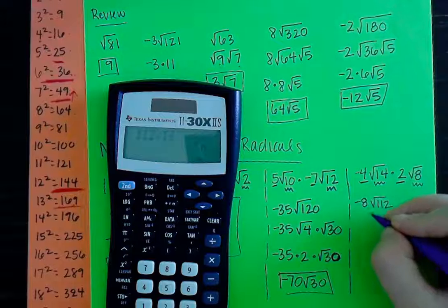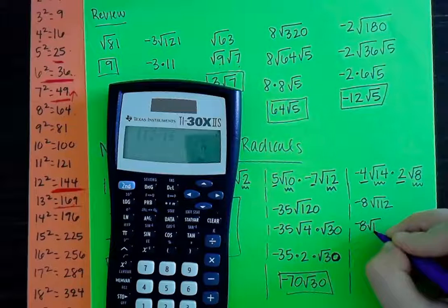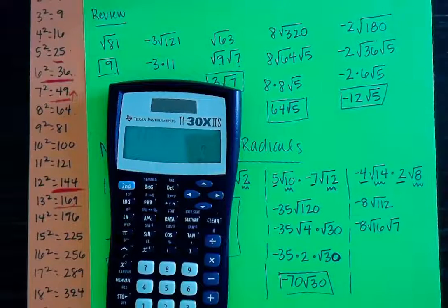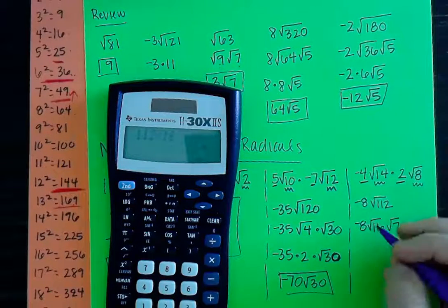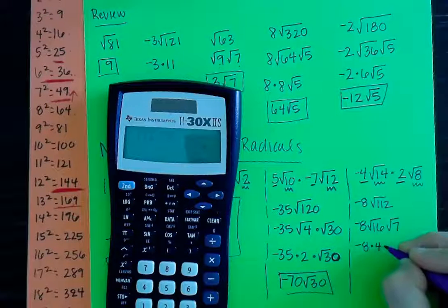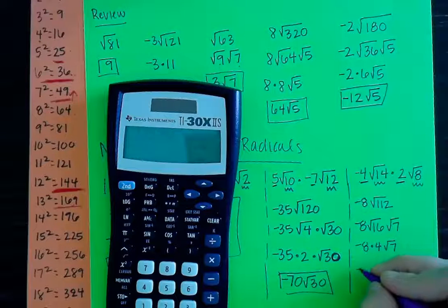So drop down that -8. And we just found out that the square root of 16 times the square root of 7 gives us the square root of 112. Again, can't do anything with that -8, so drop her down. What's the square root of 16? 4. Can't do anything with the square root of 7, so just leave it. Now -8 times 4 is -32 square roots of 7.